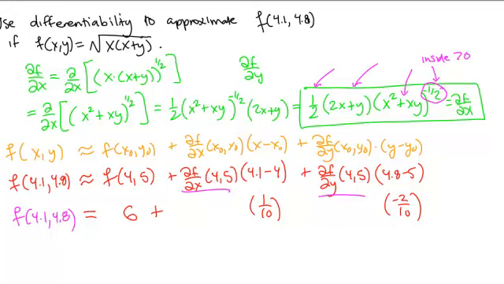Well, remember, we're plugging in the point (4,5). So at the point (4,5), the inside is going to be 16 plus 20, which is greater than 0. So check it off. This function is continuous at the point (4,5). We haven't proved differentiability yet because we need to work out the other derivative.